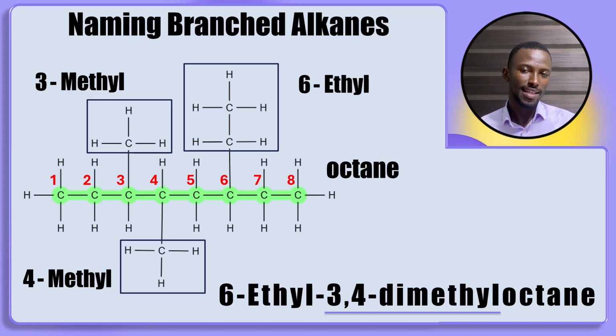Another thing to pay attention to is that numbers are separated from numbers using commas. So you can see the 3 and 4 are separated with a comma. These are important details to pay attention to. 6-ethyl. Names are separated from numbers using a hyphen. Then ethyl-3,4. Numbers are separated from names using a hyphen. So 6-ethyl-3,4-dimethyloctane. So this is the name of this organic compound.